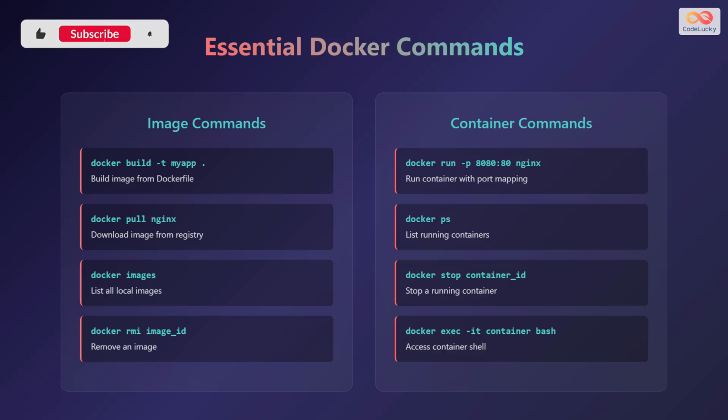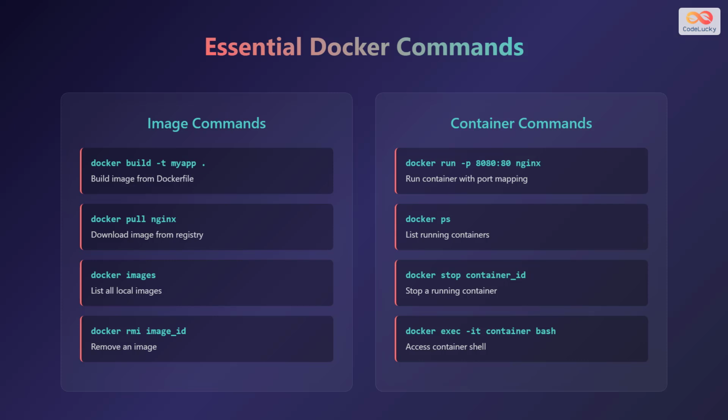Let's discuss some essential Docker commands. First, for image commands, docker build -t followed by your app name, then a dot, is used to build the image from the Dockerfile. Docker pull and the image name downloads the image from the registry. Docker images lists all the local images. Docker rmi and the image ID is used to remove the image.